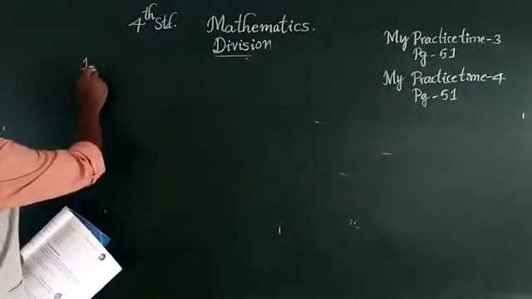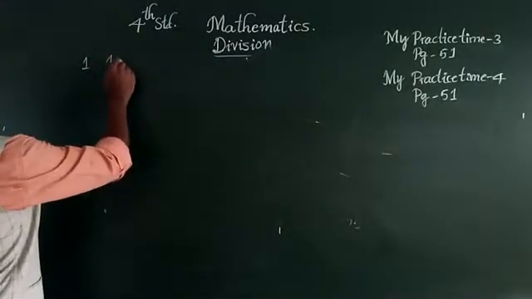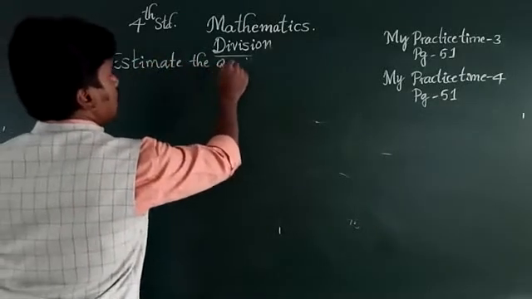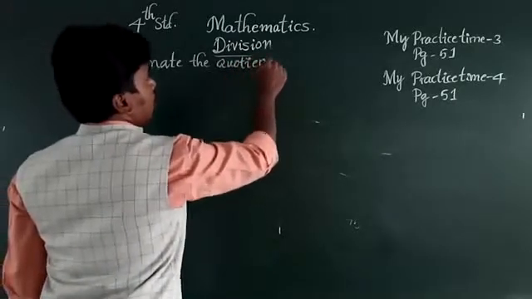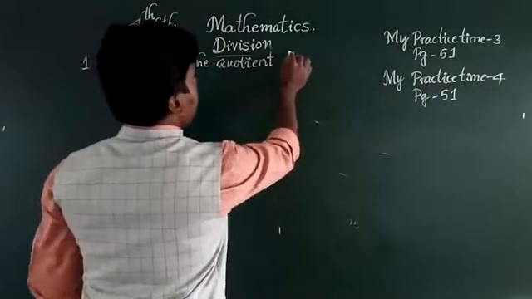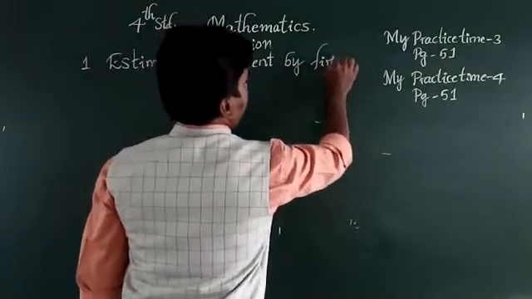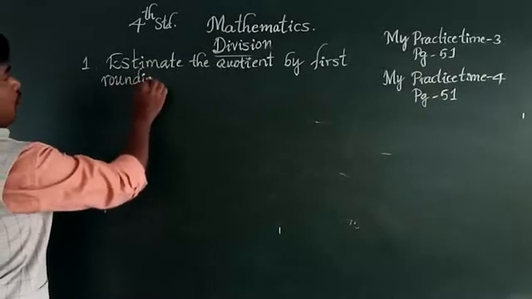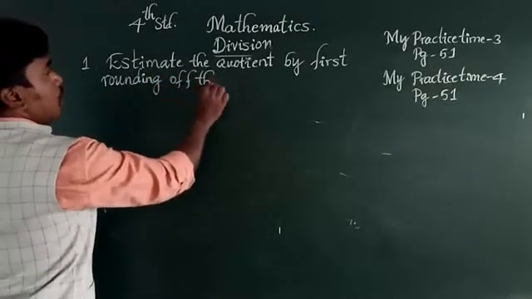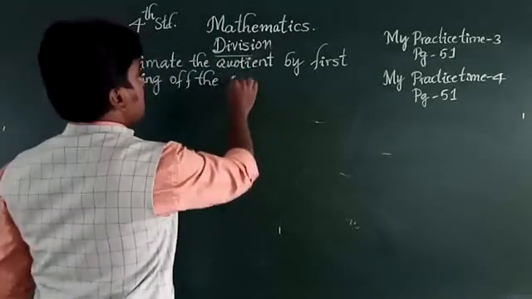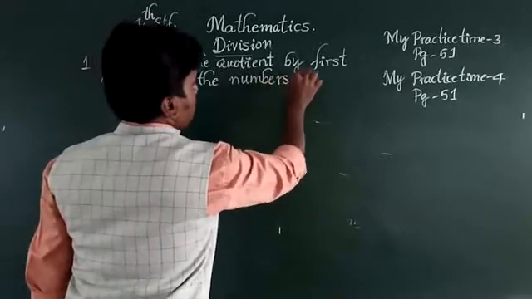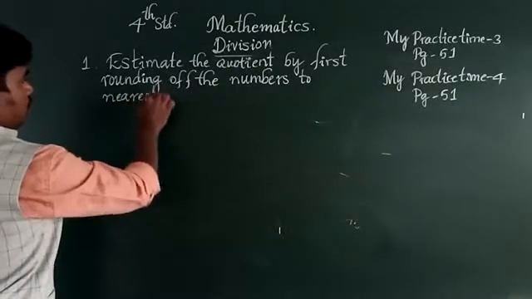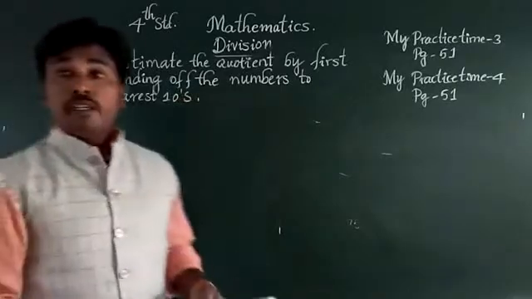The question is like this. Estimate the quotient by first rounding off the numbers to nearest tens. Rounding off the numbers to nearest tens.